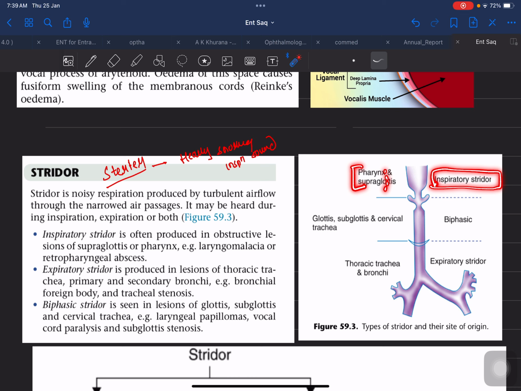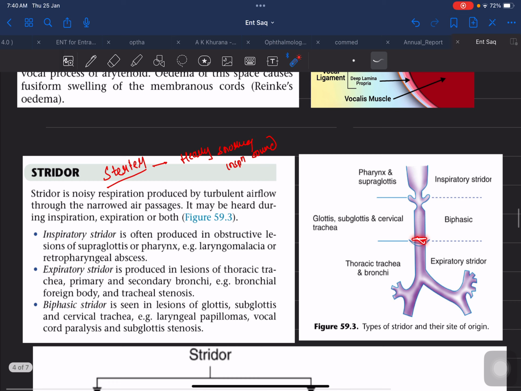Similarly, talking about biphasic stridor, if there is obstruction or lesion below the supraglottis, in the glottis, subglottis, and cervical trachea, then there will be biphasic stridor. For example, laryngeal papilloma, vocal cord paralysis, and subglottic stenosis. So these are biphasic stridor.